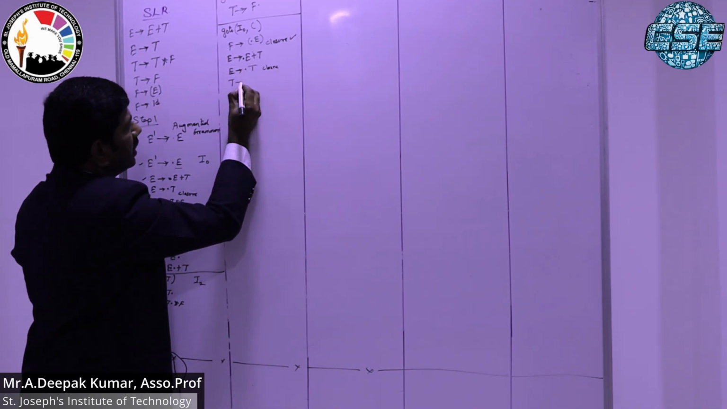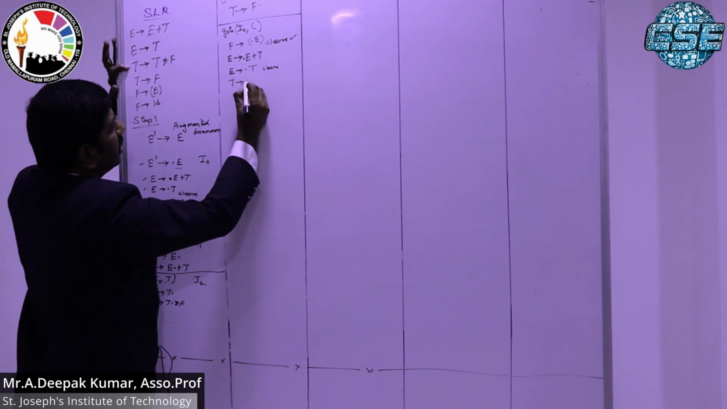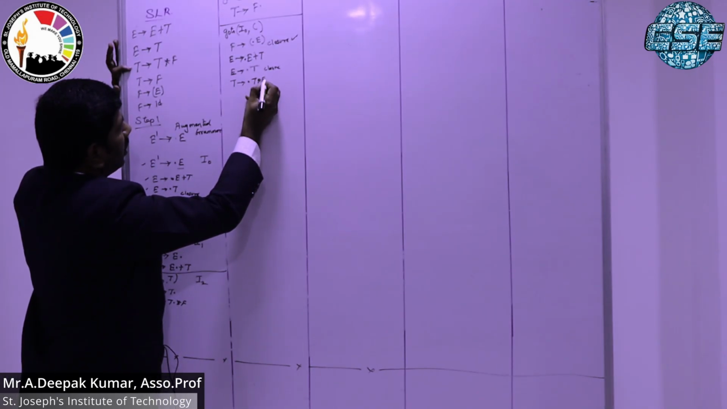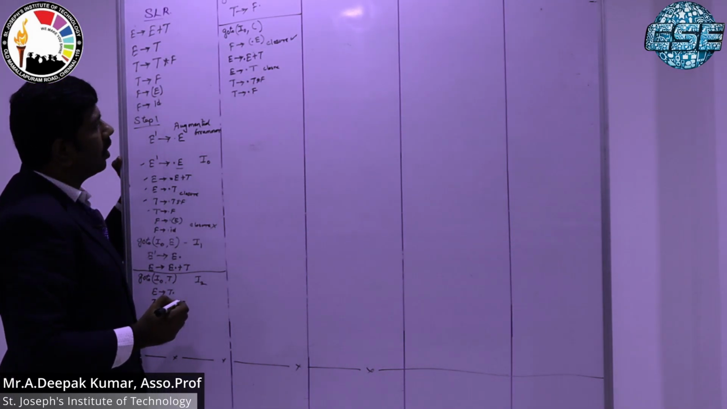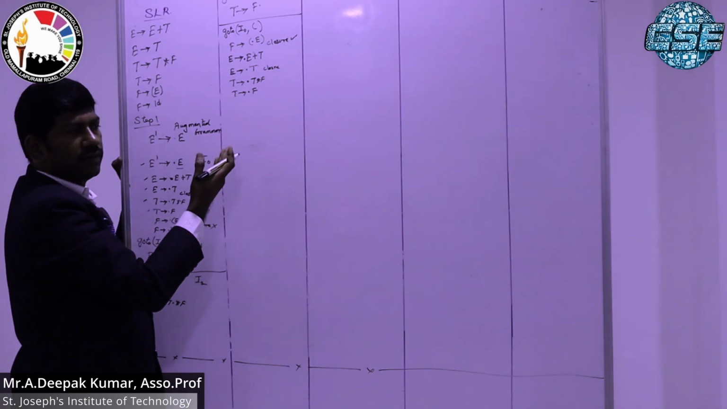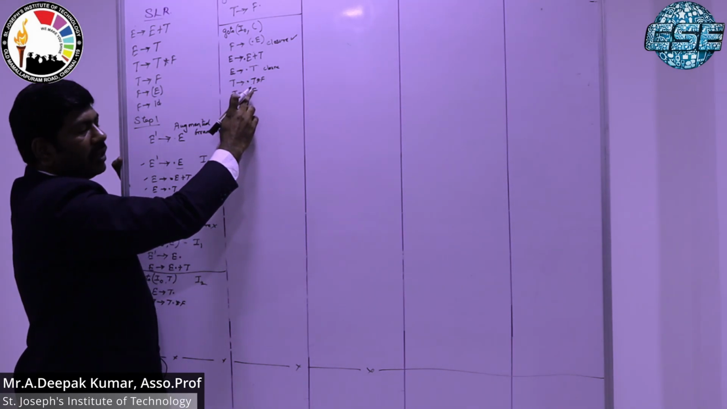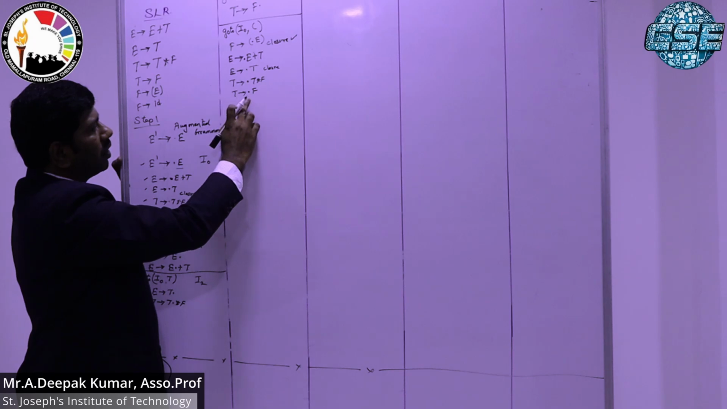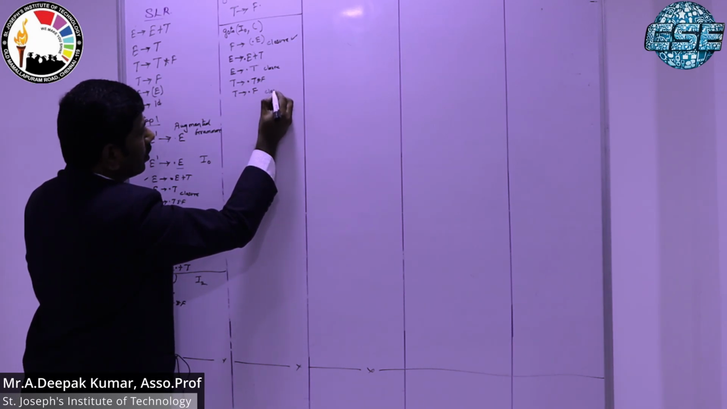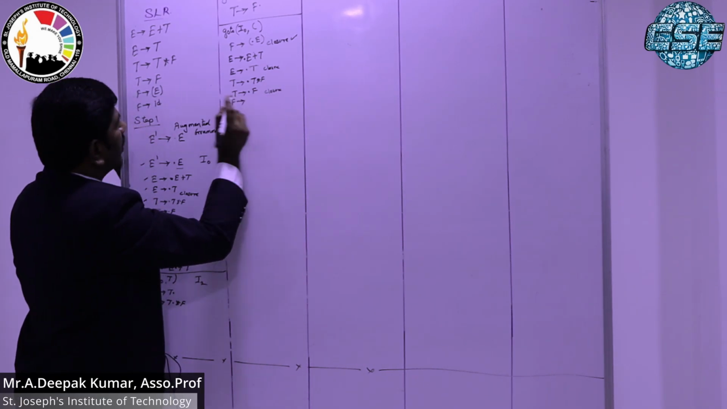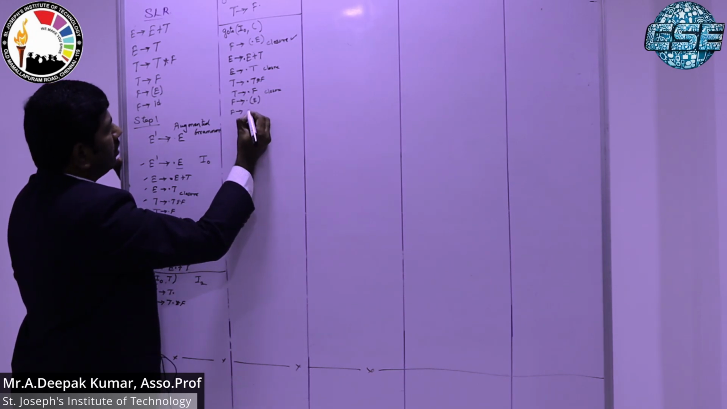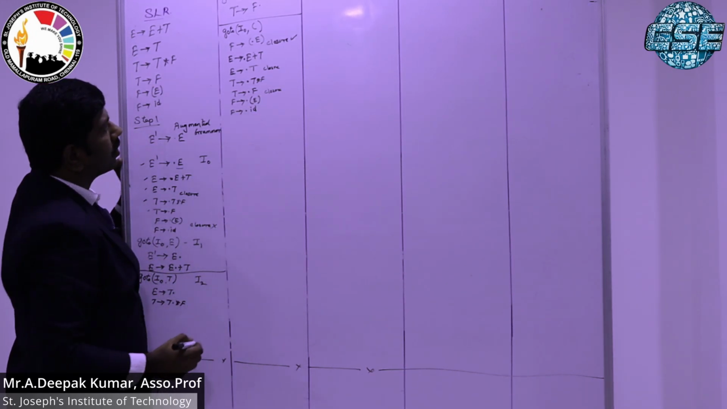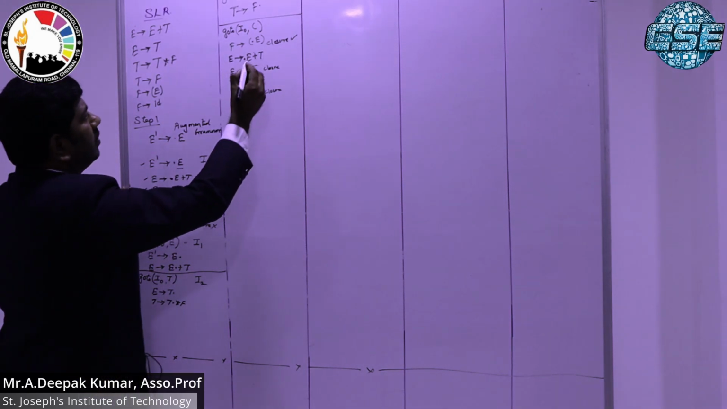So what I have to do is extend from here: T derives dot T star F, T derives dot F. Again check for closure. After the dot, non-terminal T is there, but we have already taken care of that, so I am ignoring it. Again we have a dot followed by a non-terminal F. Yes, closure is applicable here. So F derives dot open braces E close braces, then F derives dot ID. I am going to name this as I4.